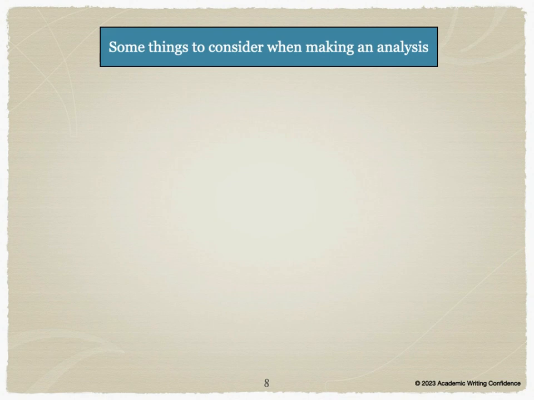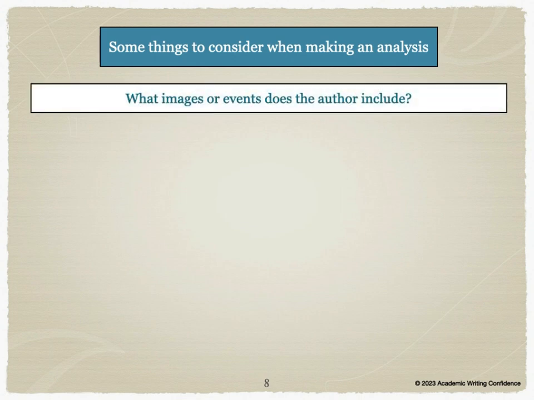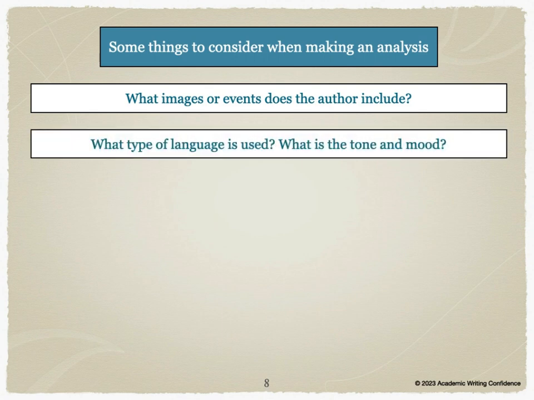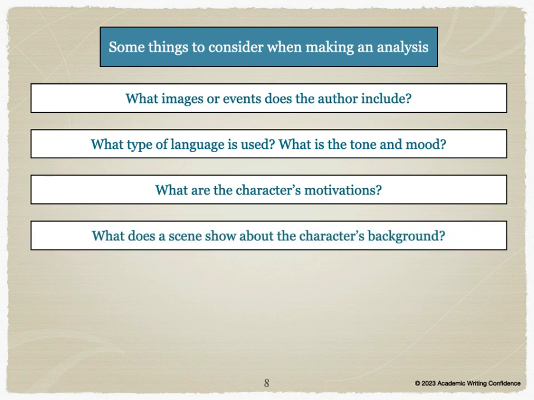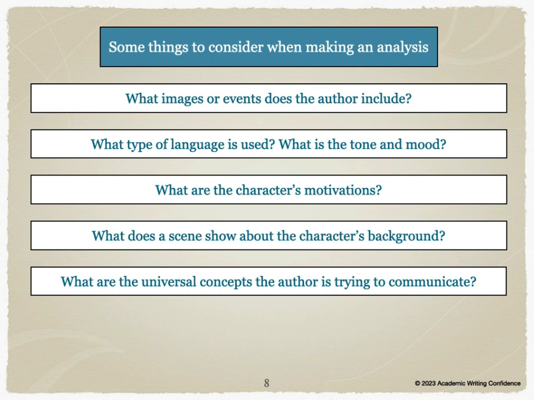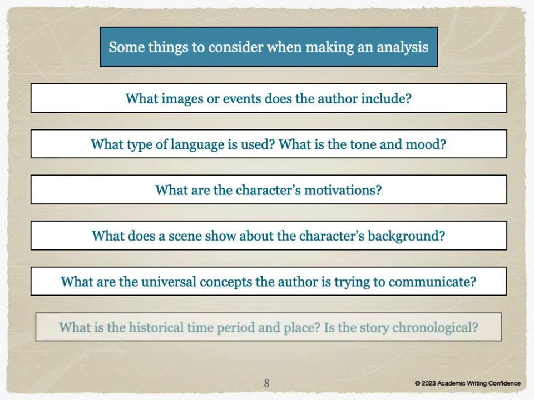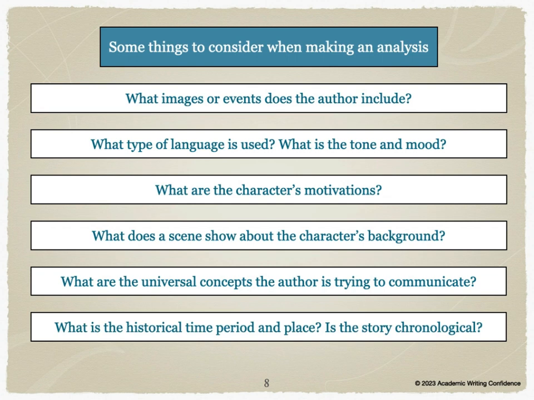Now, here are some tips you might want to consider when making an analysis. What images or events does the author include? What type of language is used? What is the tone and mood? What are the characters' motivations? What does a scene show about the character's background? What are the universal concepts the author is trying to communicate? What is the historical time period and place? Is the story chronological? These are all good things to consider and possibly include in your essay.